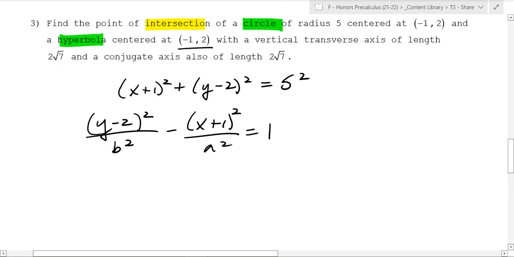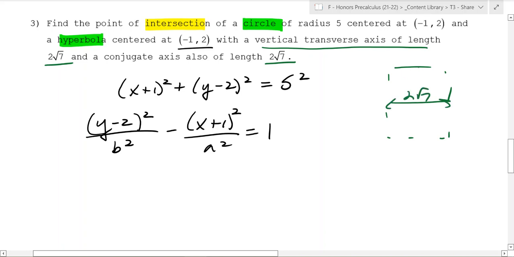Well, we need to find the a and b values. It looks nasty, but it actually isn't. It says the vertical transverse axis length is 2 root 7 and the conjugate axis is 2 root 7. So in this box, the width is 2 root 7 and the height is 2 root 7. What's half of each of those? It's root 7. The vertical length is the b value and the horizontal length is the a value, and both are root 7, because the entirety of each is 2 root 7. So in this case, a equals b equals root 7.